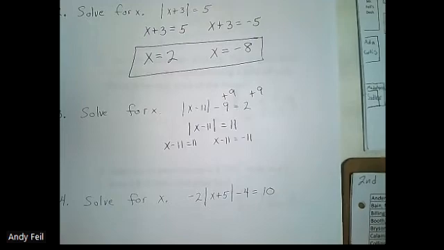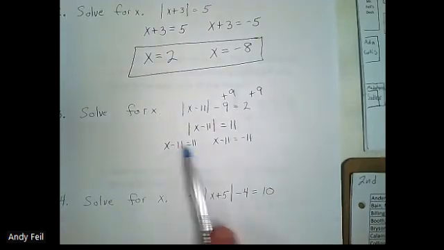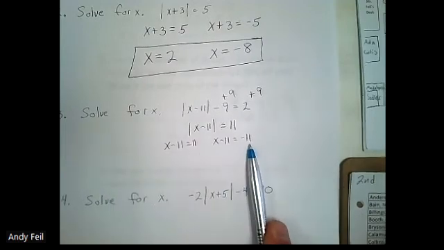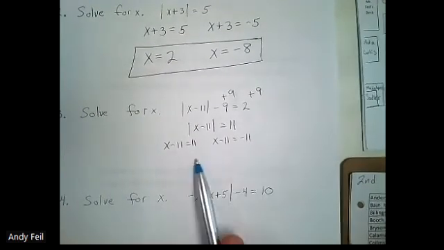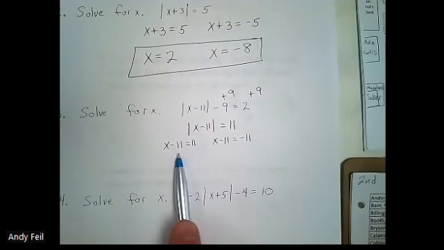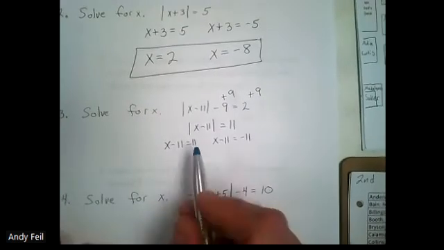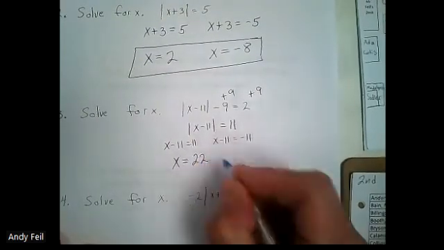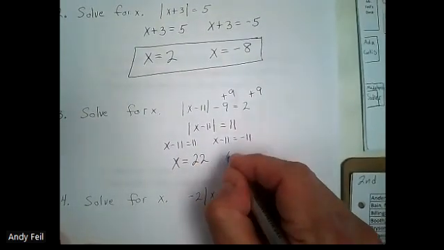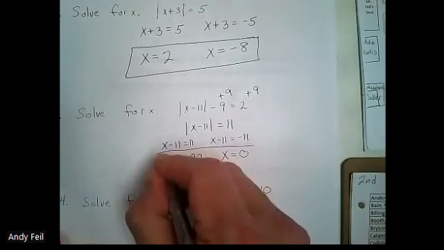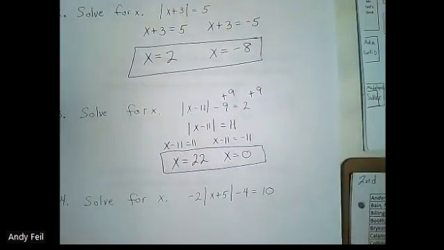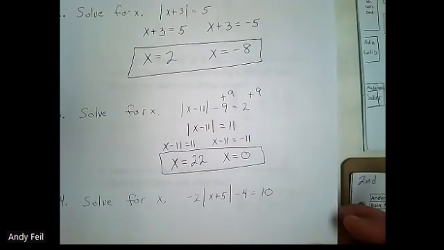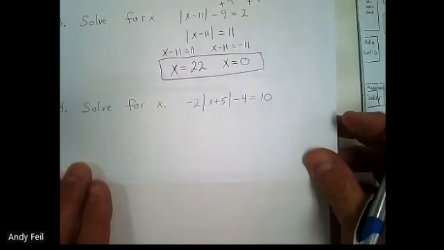Okay, we know one of them is 0. The people who have trouble with these are the people that try to do both of them in their head. If you try to do these totally in your head, they can get confusing. But if you write them both down, you're going to get them right. Because 11 plus 11 is 22. And negative 11 plus 11 is 0, and there are your two answers. Good. All right, last one.